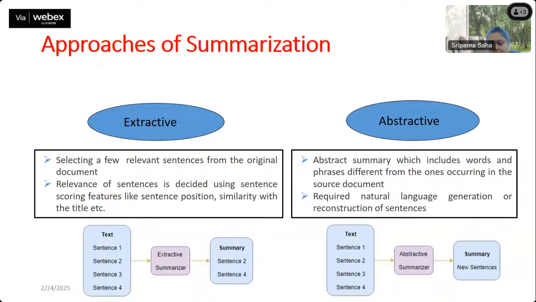So this is the abstractive summarization, where we have to first understand the original text. We need to understand the meaning of the original text, and then we have to write the summary in our original way, in our original sentences. So here we cannot copy the sentences from the original document. We have to write down the summary in our own words by a natural language generation process.